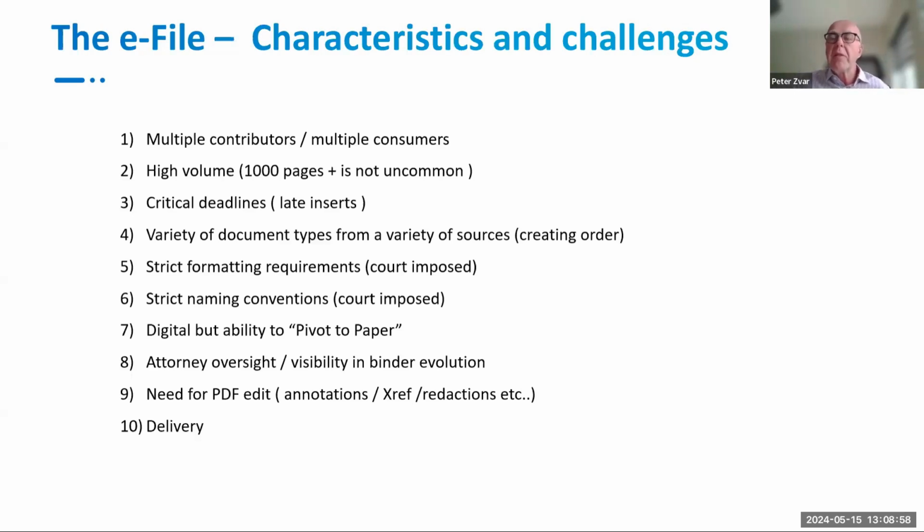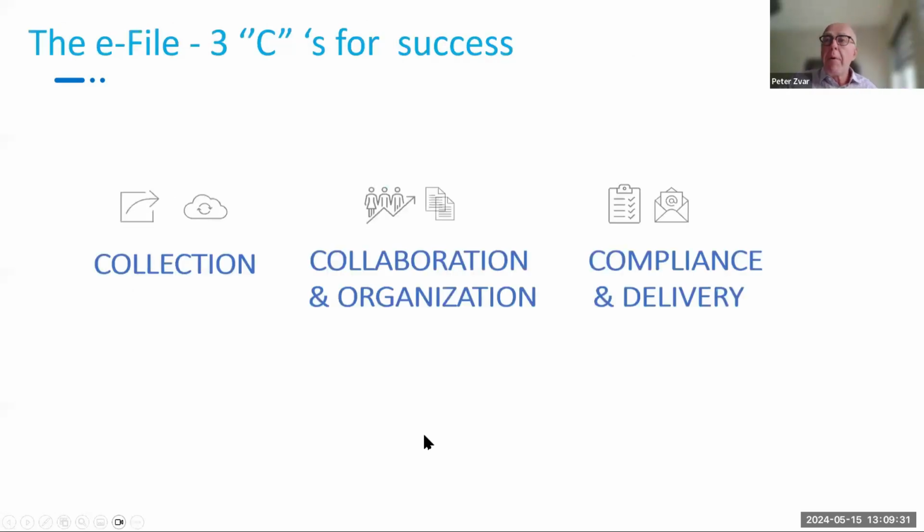And once we're stitching all these documents together, the idea of diving into one of these documents for some cross-referencing, some redaction work, you want to throw in some annotations and stuff, the idea to delve into a PDF edit on the components of the binder is also a key requirement. And last but not least, once we finish producing that set, as we call it, or that binder, we need to deliver it. And as we know, it's not going to happen through email. That's for sure. The three components I talked about: collection, collaboration and organization, compliance, and delivery.